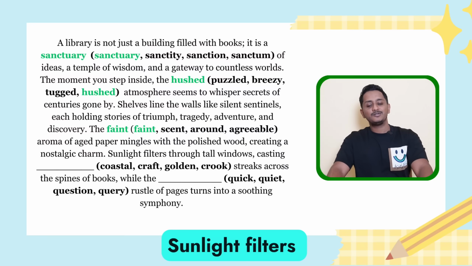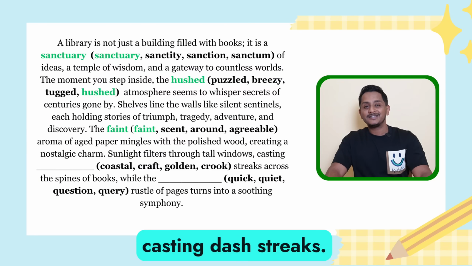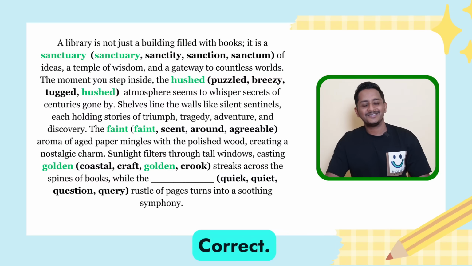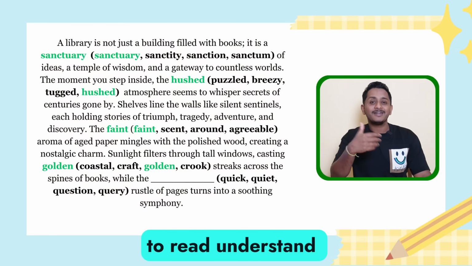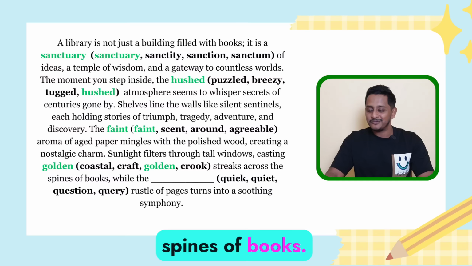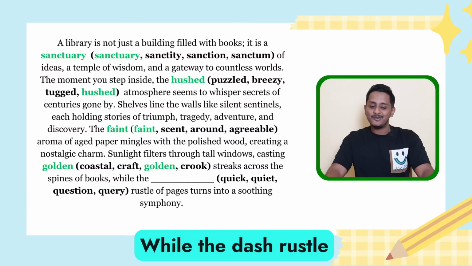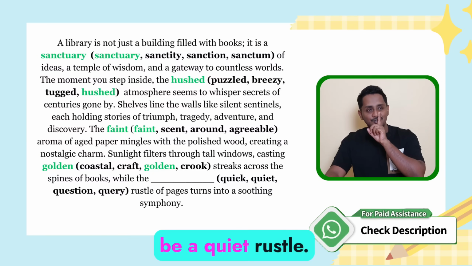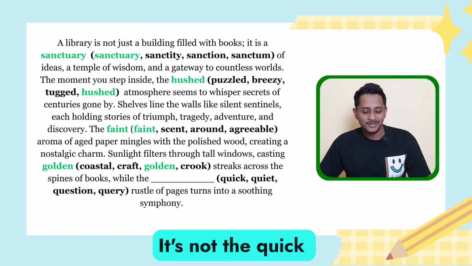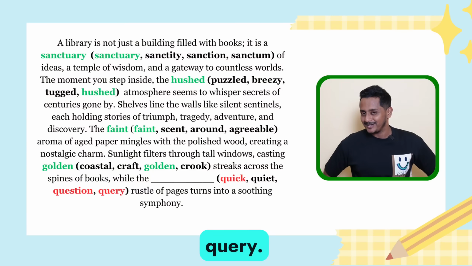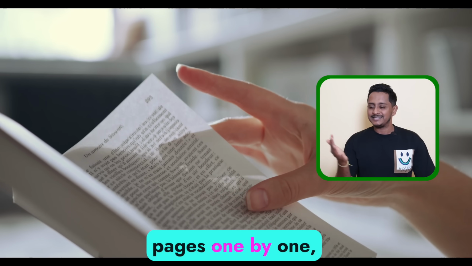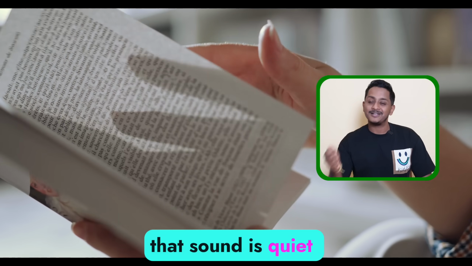Continues. Sunlight filters through tall windows, casting dash streaks. A sunlight gonna give you golden colors, correct? That's a collocation. Now you don't need to read, understand what it is. Directly you go with golden streaks across the spines of books. While the dash rustle of pages, the library, it should be a quiet rustle. When you turn the pages, what sound does it make? It's not the quick rustle. It's not a question or query. It's a quiet rustle. It's also a collocation. When you flip the pages one by one, that sound is quiet rustle of leaves.